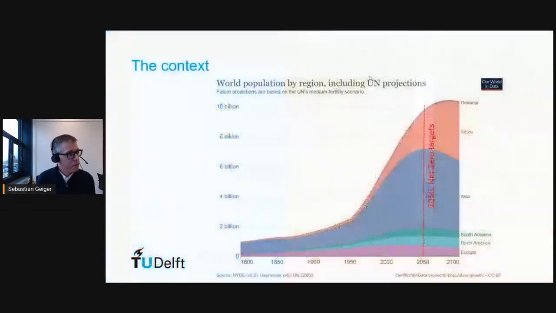To put my presentation into context, this is the growth in world population by region from the UN projections. This week we passed the 8 billion people threshold, and by 2050, when we all expect to have net zero targets, we're going to be close to 10 billion people across the world. Meaning those additional 2 billion people all want access to food, to water, and to energy.